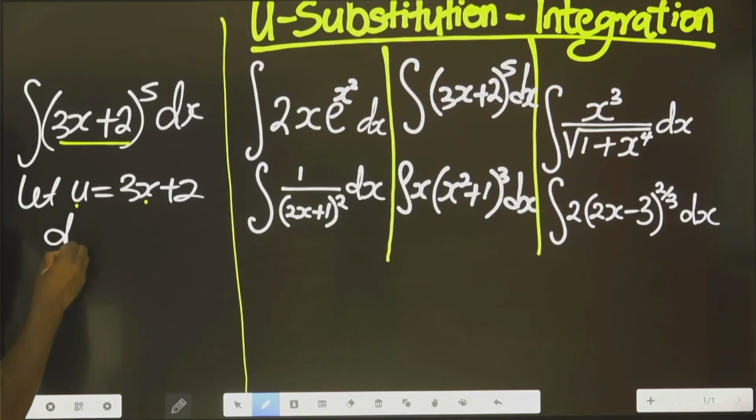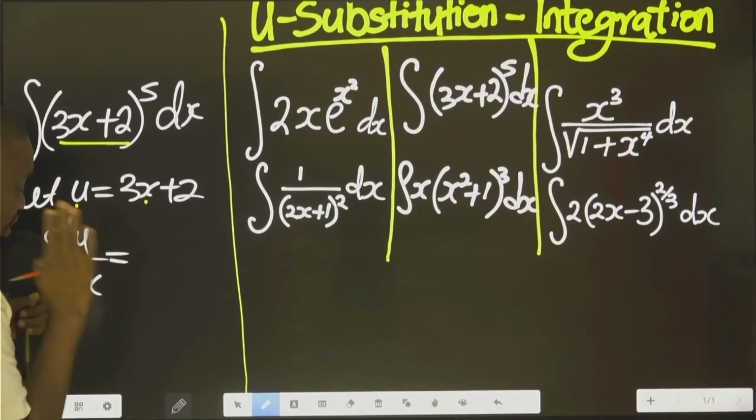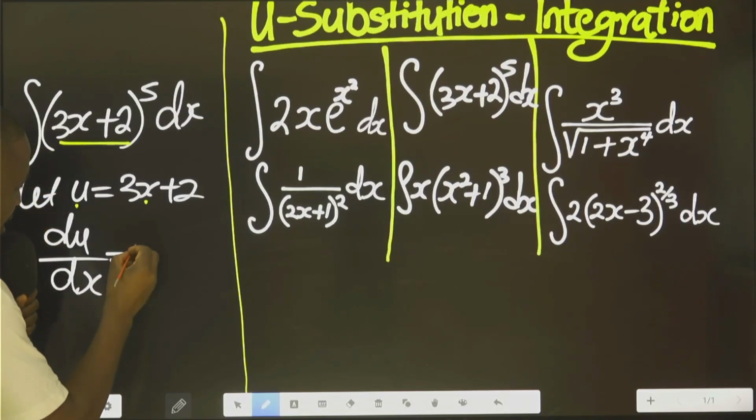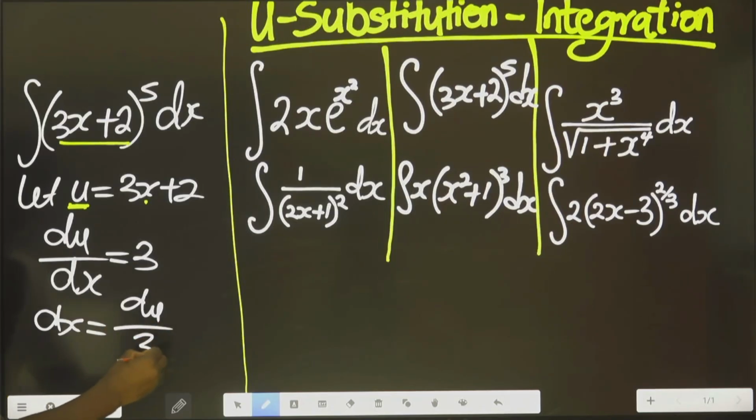That is du over dx. If you differentiate this, you're going to have 3. Our target is to replace the dx because we brought u to assist us. We don't want to see anything else here. So we need to make dx the subject of formula. So dx is equal to du over 3. That is, you cross multiply.